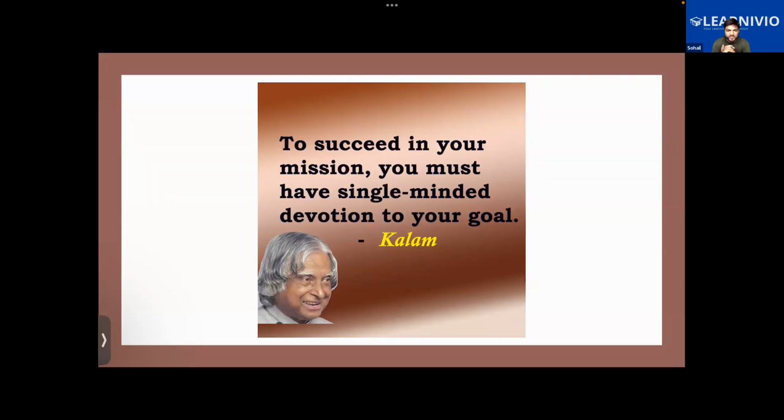His family was not very affluent, but despite all the challenges, as you'd be aware, he used to sell newspapers in order to provide for his family. Whatever income came from selling the newspaper, that's how the family was going on. Nonetheless, this person was a scientist. He in fact became the president of India, as you guys would be aware.